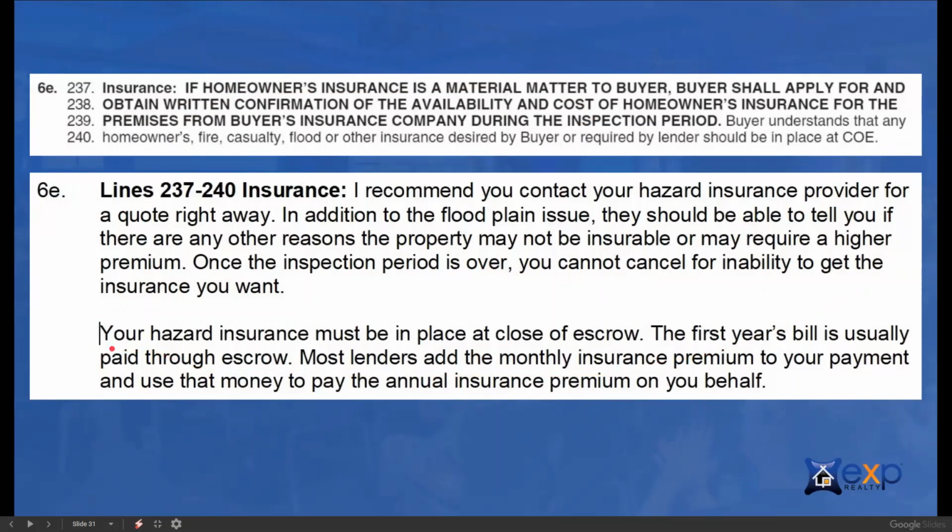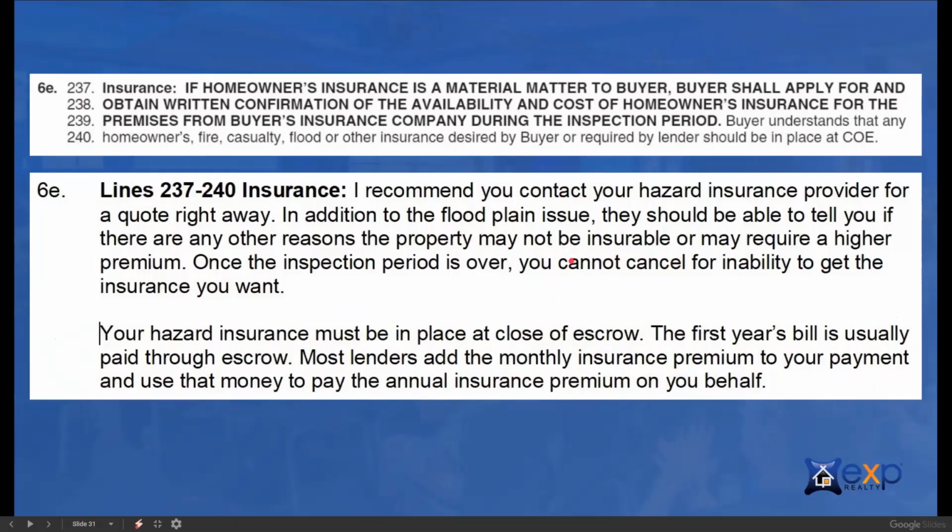And then I go on to say your hazard insurance must be in place at close of escrow. The first year's bill is usually paid through escrow. Most lenders add the monthly insurance premium to your payment and use that money to pay the annual insurance premium on your behalf. Most buyers that have bought homes before, you don't have to go into that kind of detail, but you definitely want to make sure they know that it's got to be in place prior to close of escrow. I haven't had any issues where a property was uninsurable, but apparently they do exist.